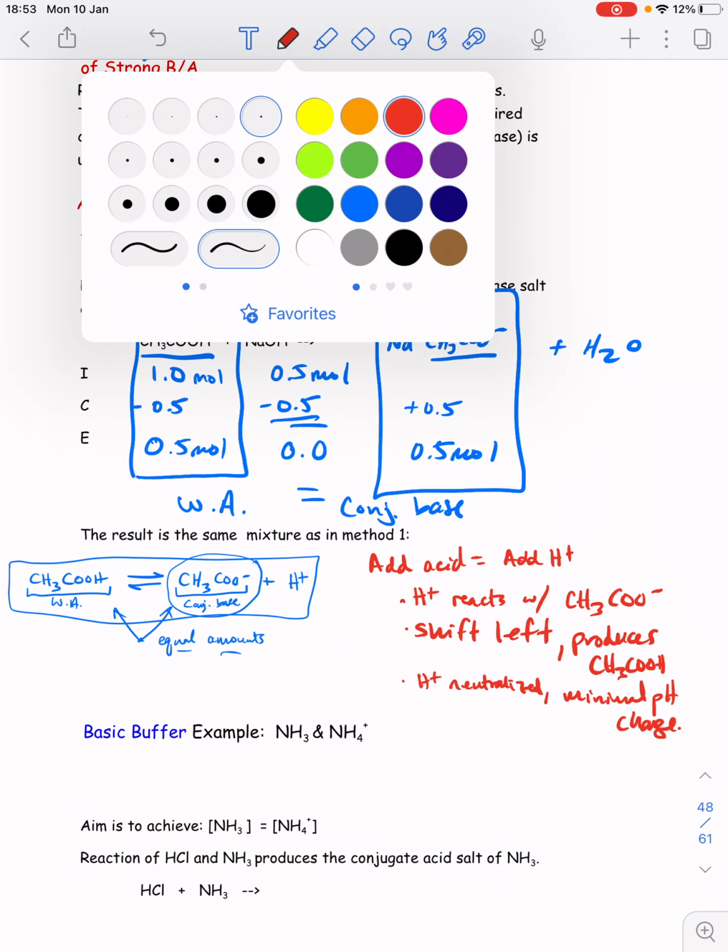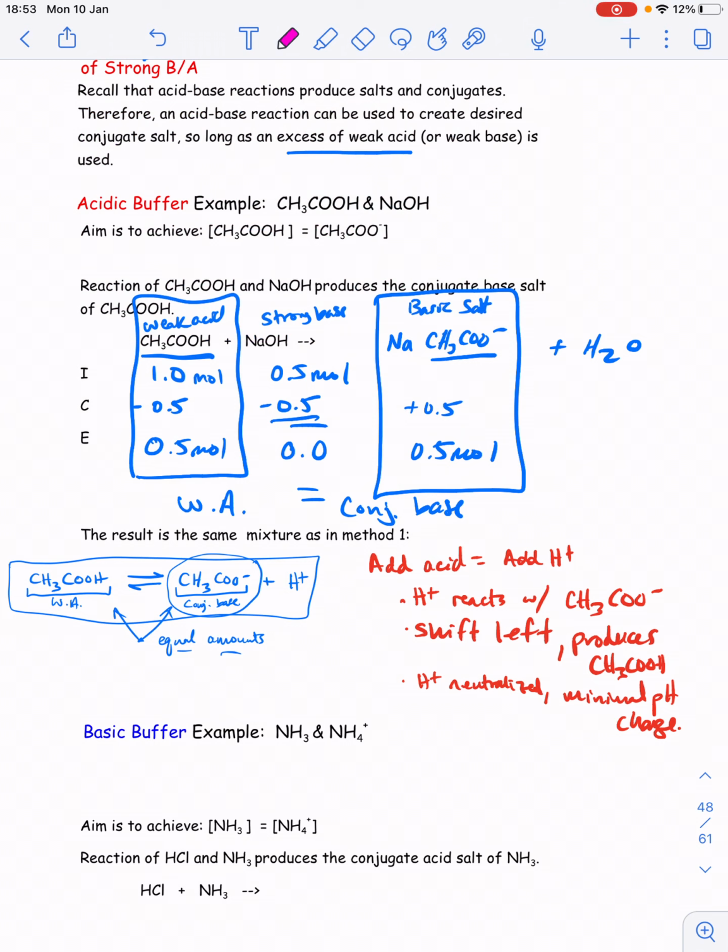Okay, so what happens if we add base? Well, if we add base, we should associate that with adding OH-. That's a little trickier. OH- is not written in this equilibrium, but we should know that when OH- and H+ are put together, they will react and form water, and they will neutralize each other. So OH- reacts with H+, forms H2O.